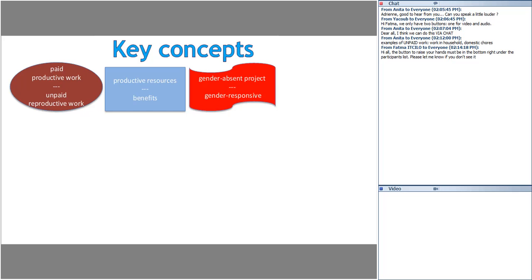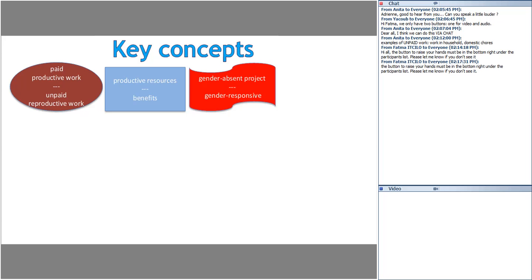And this is, I was earlier talking about these, I even gave you some hints. Gender absent project as opposed to a gender responsive project. Who would like to either tell us or send a little chat definition? Gender absent project, gender responsive project.